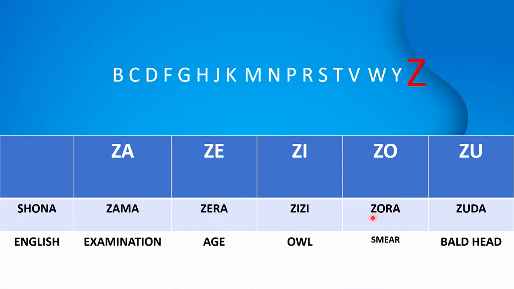For zu, we've got zuda. Zuda. That's a bald head in English. So, za, zama, ze, zera, zi, zizi, zo, zora, zu, zuda.